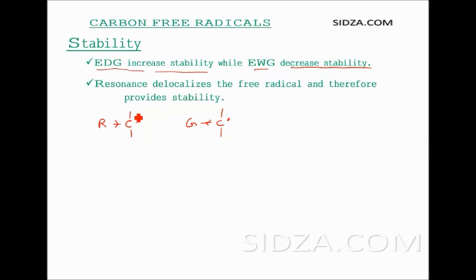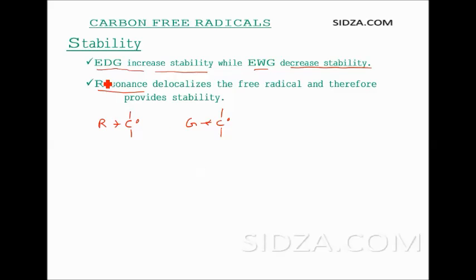And second point, if you can delocalize the free radical, it also provides the stability. Means resonance also helps in the stability of the free radical. Due to the resonance, the free radical will be delocalized, and therefore it can provide stability. So which means that benzyl free radicals or allylic free radicals are very much stable, because in those free radicals, due to the resonance, the free radical will be delocalized, and that provides more stability.